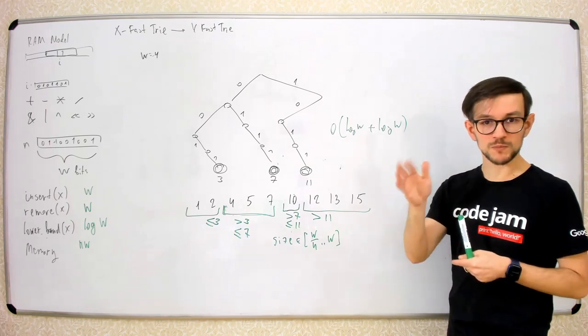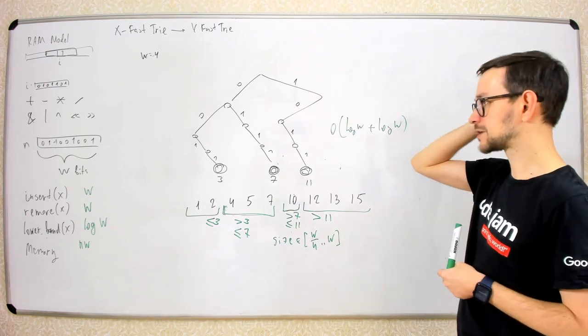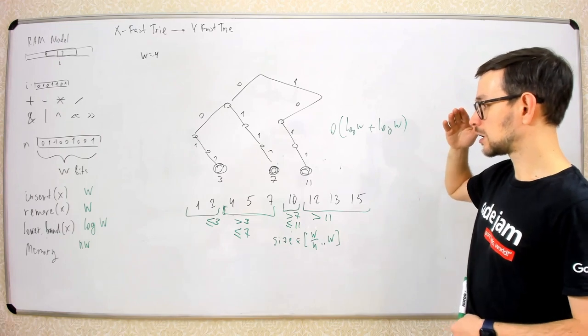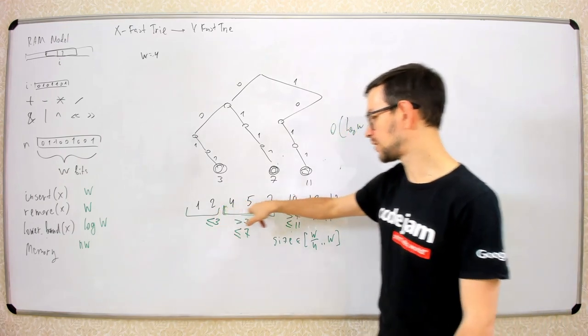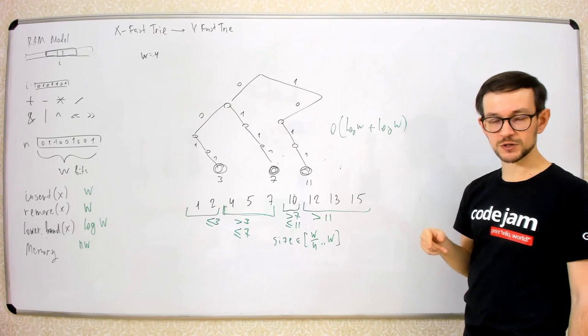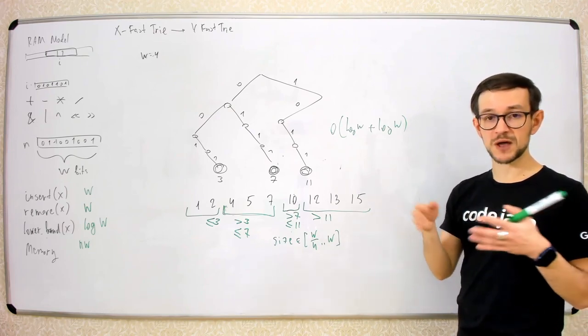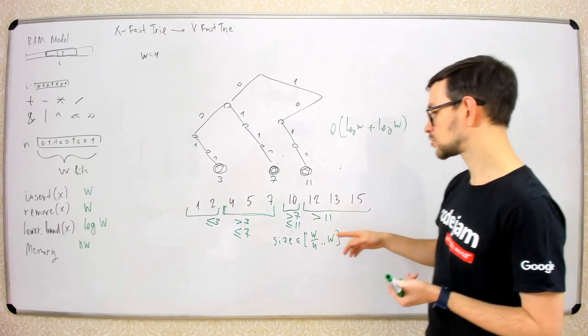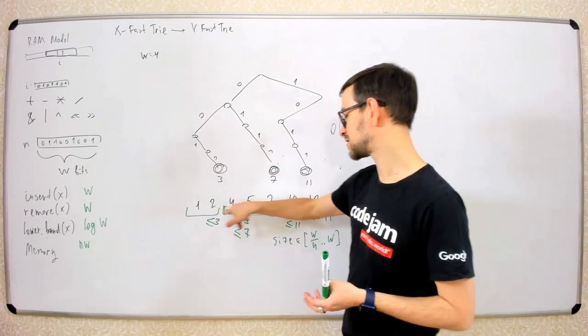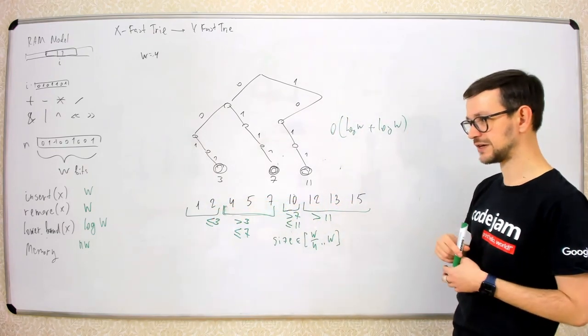Now, what about memory complexity? The total size of all these binary search trees is linear. Size of binary search tree is linear. So the total memory complexity of all these binary search trees is linear.